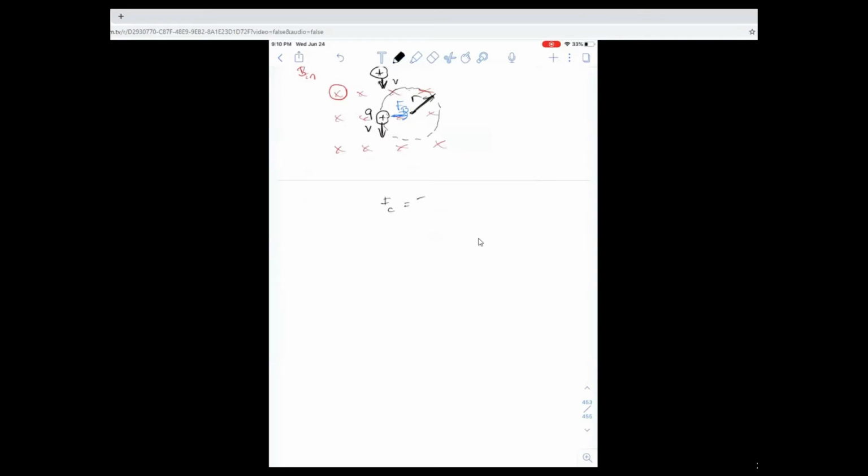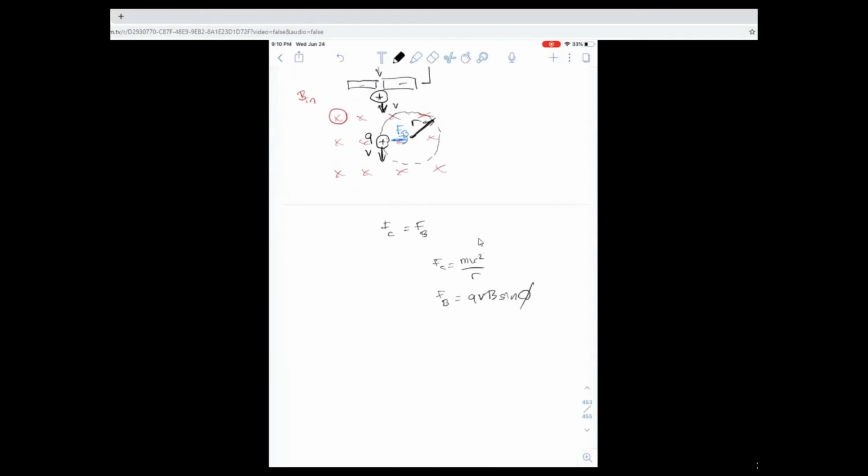The centrifugal force is the magnetic force. So here's your generic centrifugal force formula, and this is the scalar version of the magnetic force formula. Before we move any further, what is the angle between the velocity vector and the magnetic field?